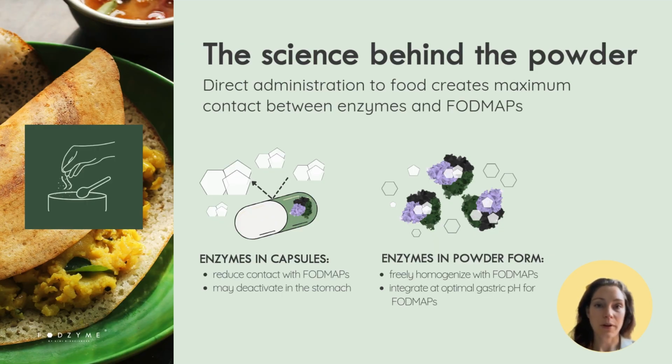FODZYME is also a powder, which is a key factor in its increased efficacy over products in pill or capsule form. FODZYME begins working on the food as soon as it comes into contact with it, so application directly to food as a powder creates maximum homogenization between our enzymes and the FODMAP-containing foods they're aiming to break down. Many patients tell us they've tried enzymes before with little success, but do achieve symptom relief with FODZYME, and it's often for this reason. A powder format is just far more effective.